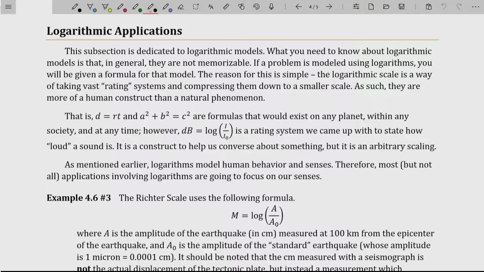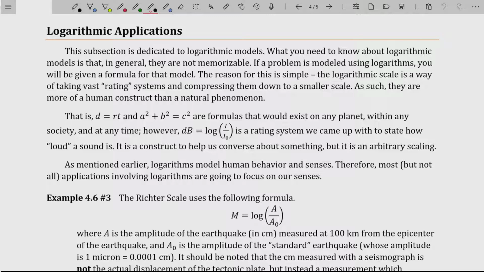As such, they are more of a human construct than a natural phenomenon, which means that you cannot actually construct them yourself. It's like somebody saying, oh, there's a rating system for professors. Okay. It's arbitrary how that rating system is built. It's not based on physics. It's not based on science or anything like that. It's just based on somebody's interpretation of how a model should be built.